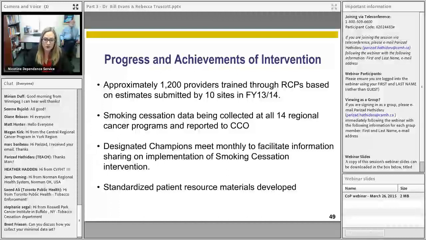We also saw a gap in patient education materials available at the cancer centers, and worked with a working group of our champions to develop a patient resource that addresses smoking cessation exclusively for those that are part of the cancer patient population. So we're working with Smokers Helpline to get that laid out and finalized for the end of this month or early next month.